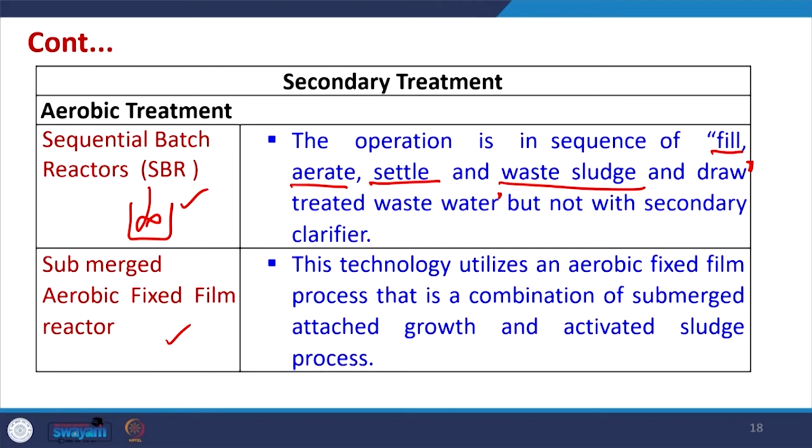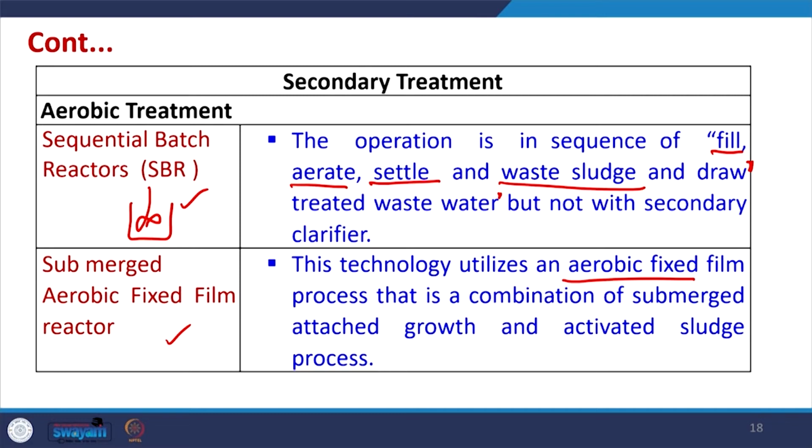Similarly, the submerged aerobic fixed film reactor. This technology utilizes an aerobic fixed film process, that is a combination of submerged attached growth and activated sludge process.